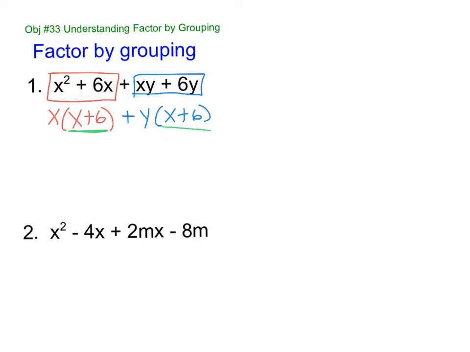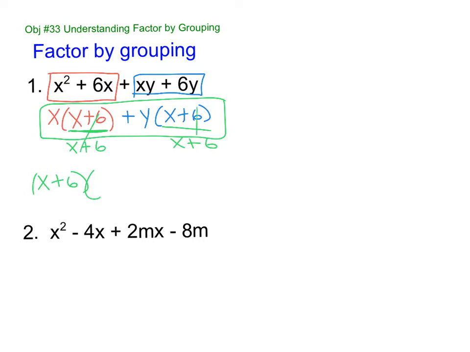Now imagine we're doing a GCF of this whole thing of x plus 6. If we think of it as division, x plus 6 goes in the front as the GCF, those cancel out, and we're left with x plus y. So that is factor by grouping. We factor the first 2, factor the second 2, and then we're left with a binomial that's the same. So pause and try number 2 on your own.